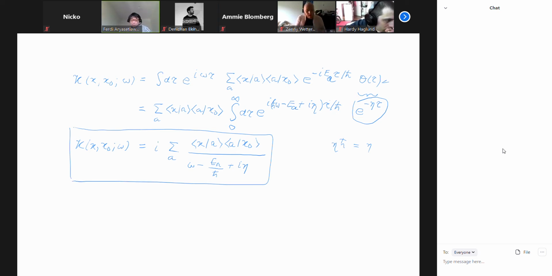We notice that it has poles. You multiply that by h bar, and it has poles at the eigenenergies of the Hamiltonian. This is called the spectral representation of the propagator. Poles of k correspond to eigenvalues of the Hamiltonian.